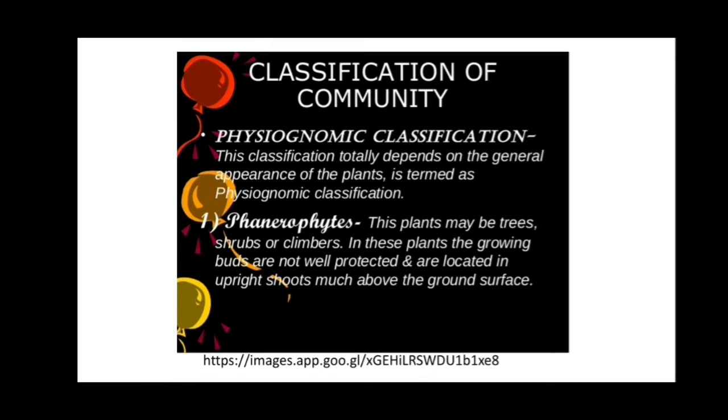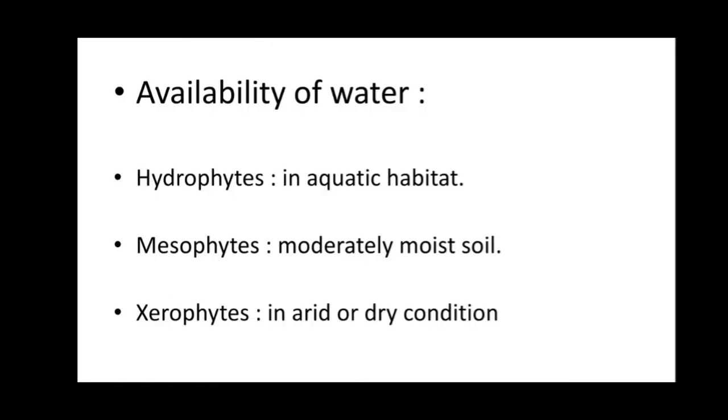Now, the classification of community. Physiognomic classification: the classical classification that totally depends on the general appearance of plants is termed physiognomic classification. Phanerophytes are plants, maybe trees, shrubs, climbers, in which the growing buds are not well protected and are located on upright shoots much above the ground surface.